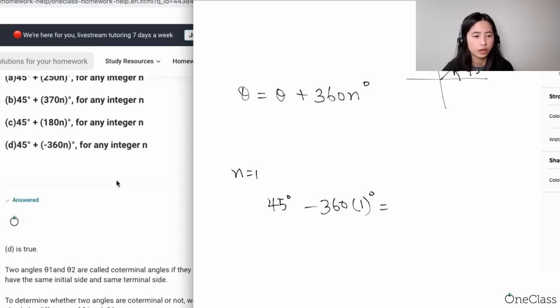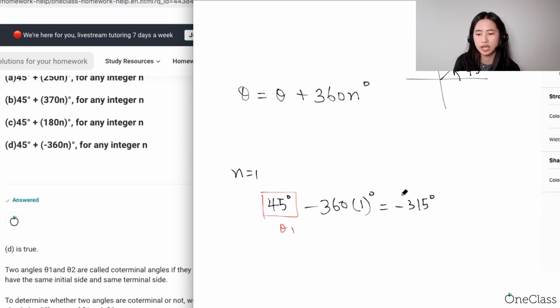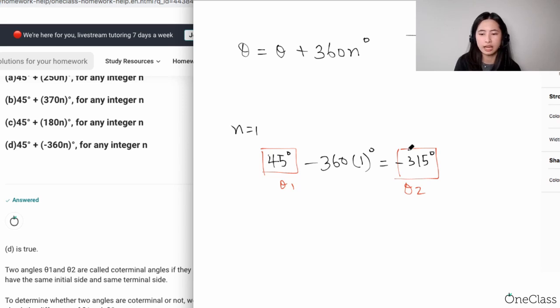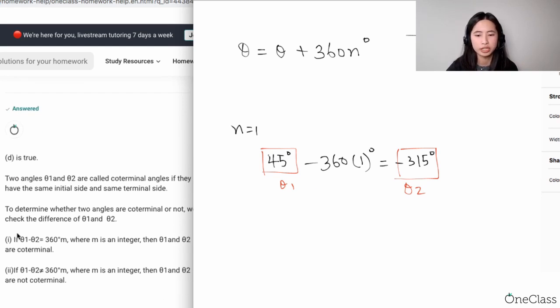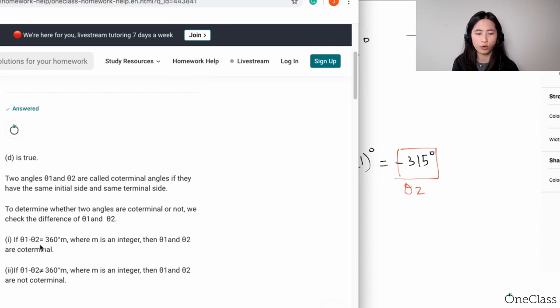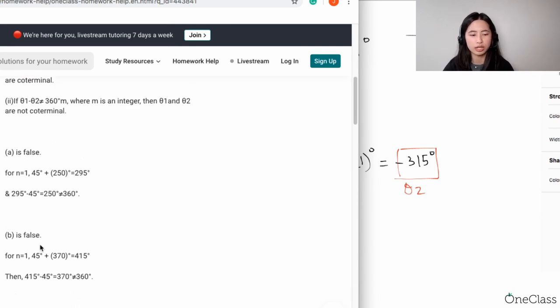When you add the two, this is supposed to be negative 360. How did I know that? If you look at this, it says negative 360n. So this is going to be 45 minus 360, and you get negative 315 degrees. That's our angle. Then we're supposed to take the two angles, this being theta 1. You can reassign this as theta 2, it doesn't really matter, as long as you get the multiple of 360, you should be fine. I'm taking theta 2, which is part of this formula, and if you apply theta 1 minus theta 2, you get 360.